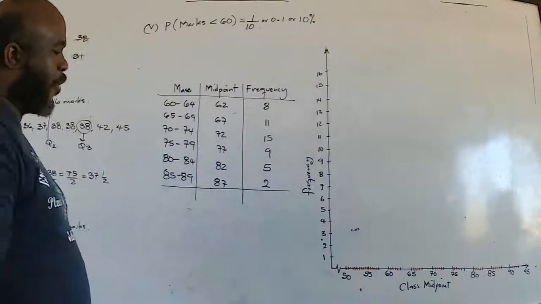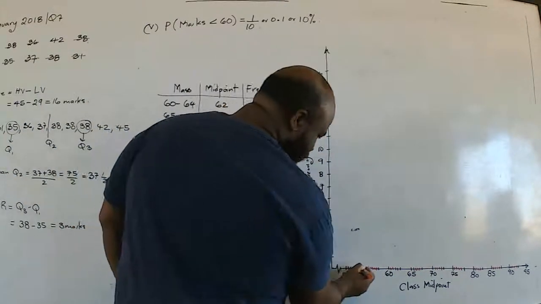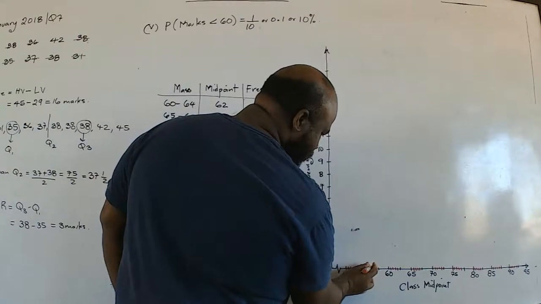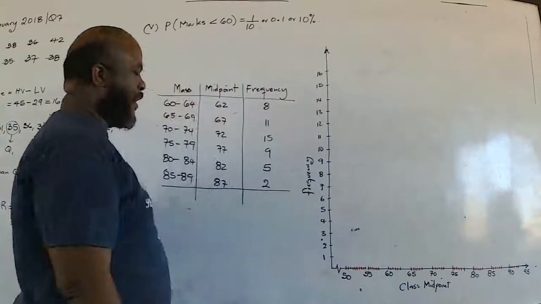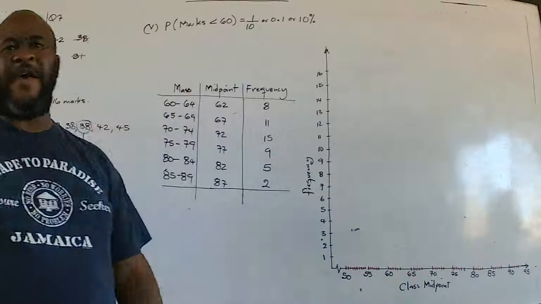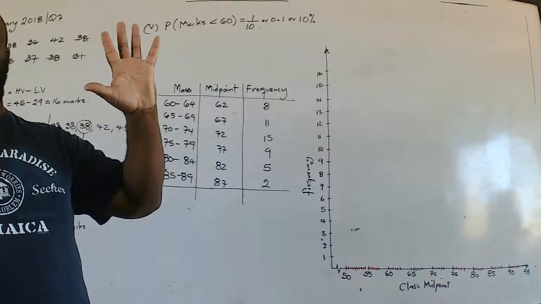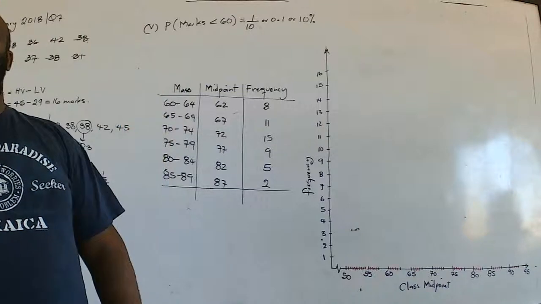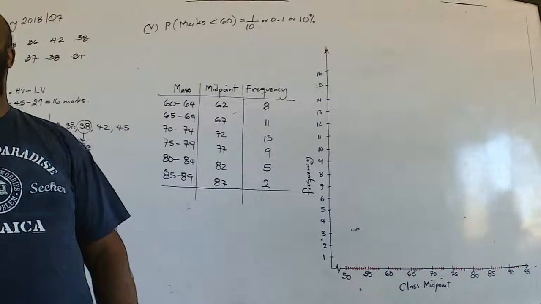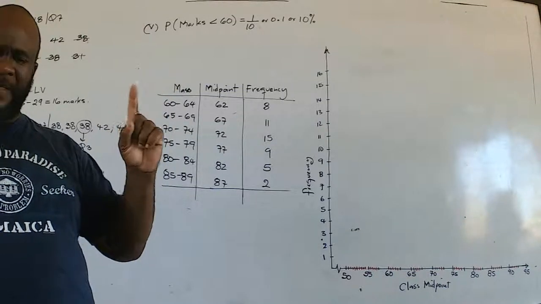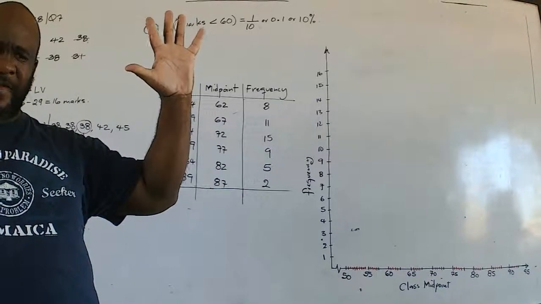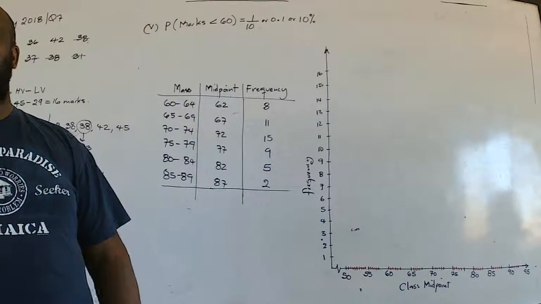Alright, let me show you how it works. The scale is 2 centimeters to 5 units. Every centimeter in the graph sheet is divided into how many equal parts? 5. So 2 centimeters would be divided into how much? 1 centimeter is divided into how many equal parts? 2 centimeters will be divided into how many equal parts?